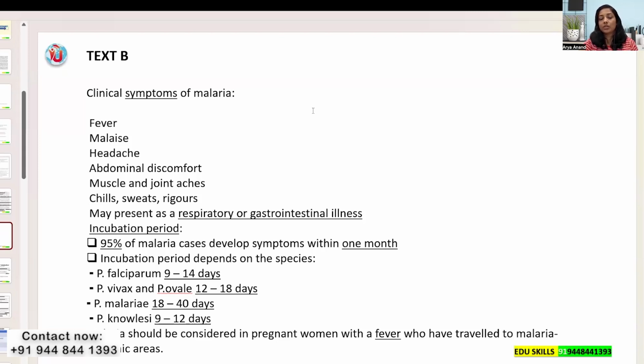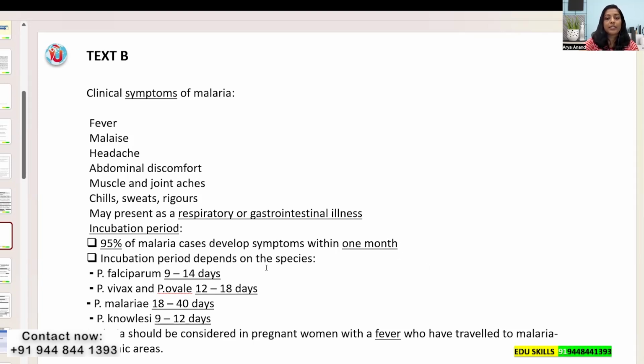Text B. Yeah, it all depends on you, your flexibility. You can name it whatever you feel comfortable. Okay. Then text B is clinical symptoms of malaria. So it's the symptoms, right? So no need to read completely. You can just have a look, like, okay, these are some symptoms: fever, headache, abdominal discomfort, all those. Then may present as respiratory or gastrointestinal illness. Then incubation period they have mentioned here. So 95 percent is there. Then a 1 month time period is there.